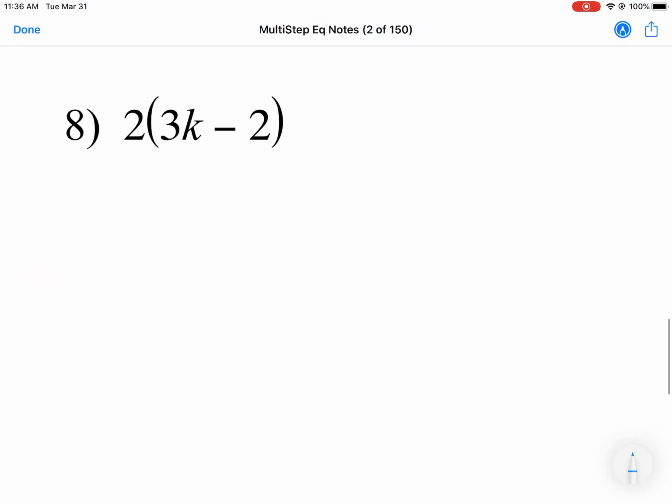Sound good? All right, we're rolling here. Number 8. Same thing, distributing. Let me get a different color. Mix it up. Distribute the term on the outside to all the terms on the inside. Draw those lines. So same thing.